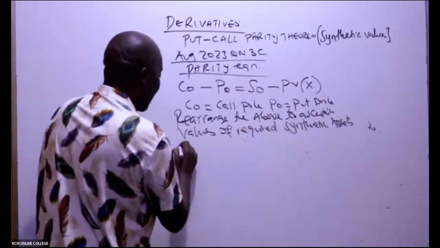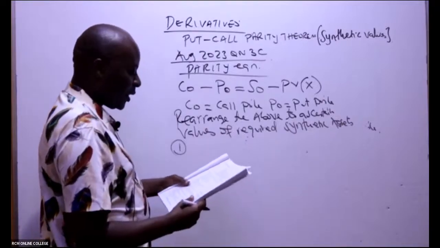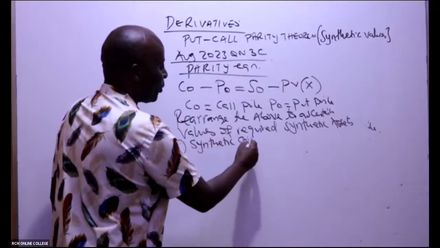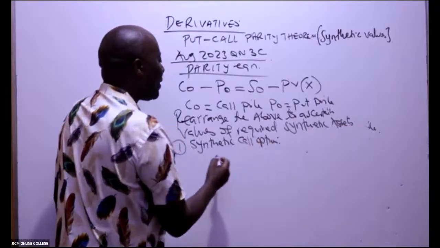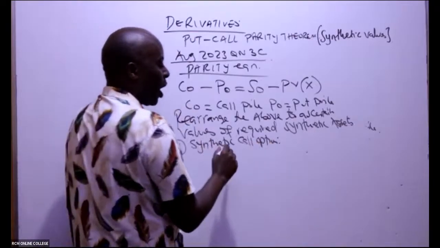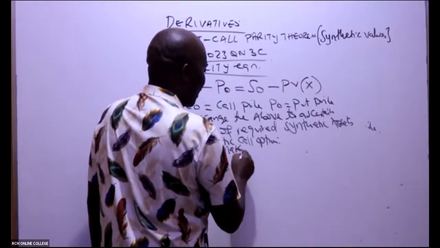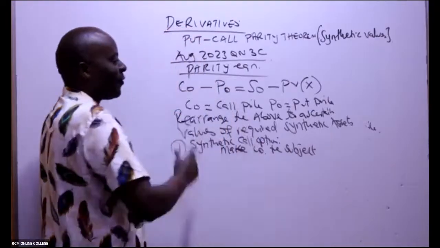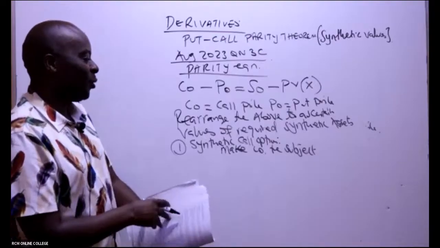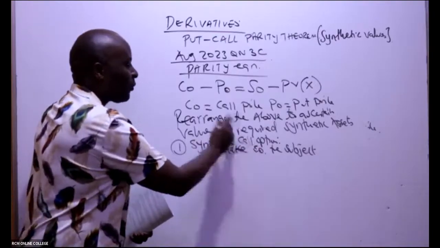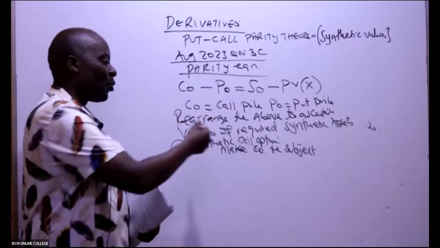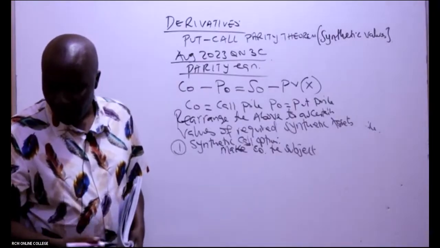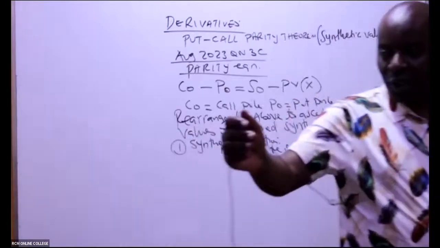So now, number one, they want us to give them the synthetic call option. The synthetic call option basically makes CO the subject of the formula. Could you kindly do that for me? From this parity equation, because they want the call option, you simply make CO the subject of the equation.